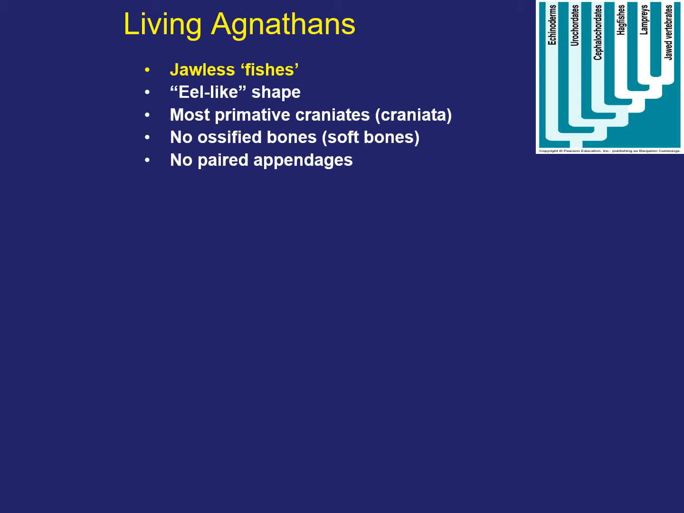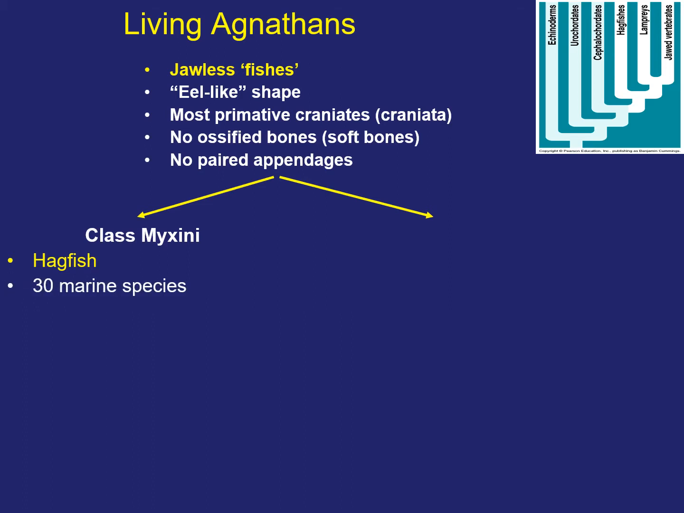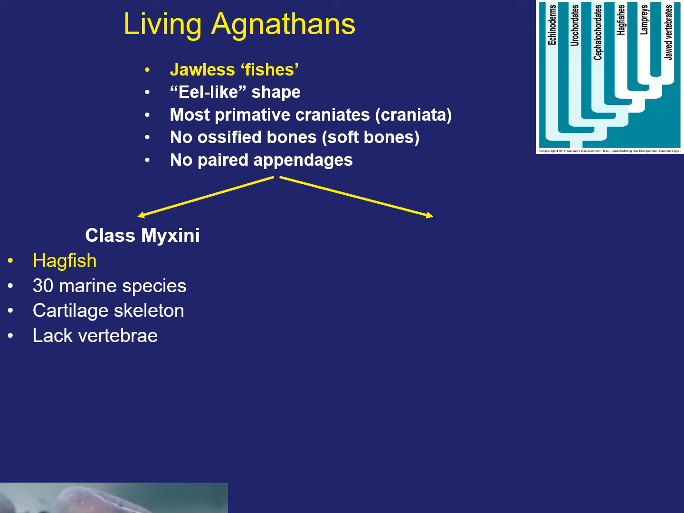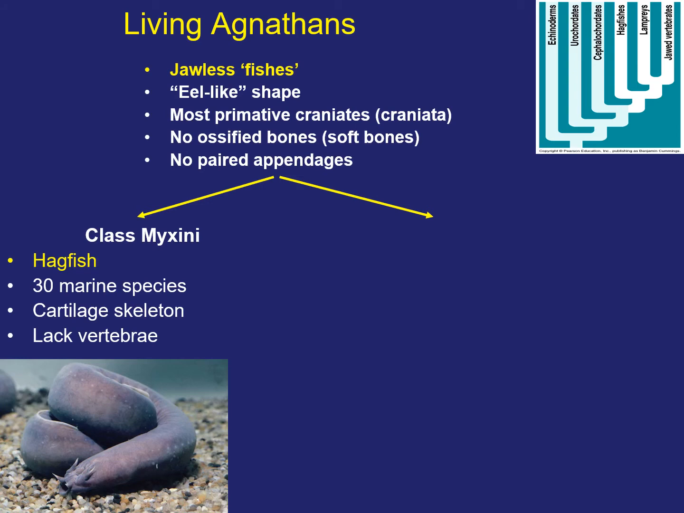And we have two groups, and I don't expect you to know the group names. If you just know their common names, that's great for this. So we have the hagfish, and there's 30 marine species. They're entirely marine. They have a cartilaginous skeleton. They don't have vertebrae at all, and that's what they look like.